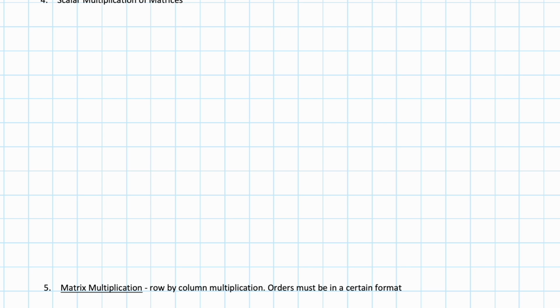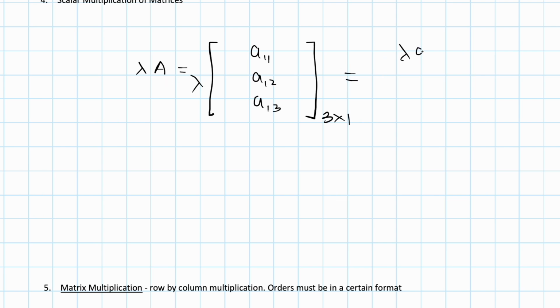Now let's talk about scalar multiplication. It is actually very similar to addition. If I say lambda A, lambda is a scalar, and A, for the sake of simplicity, is a 3 cross 1 matrix right now, so that means A11, A12, A13. Then lambda A is nothing but the individual elements multiplied by that scalar. I hope that's clear.